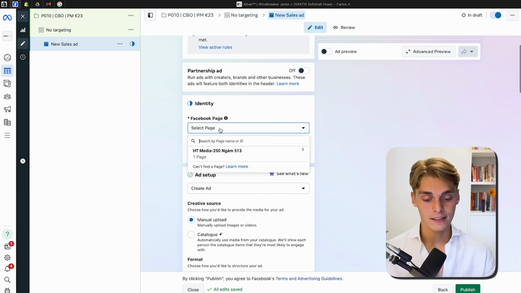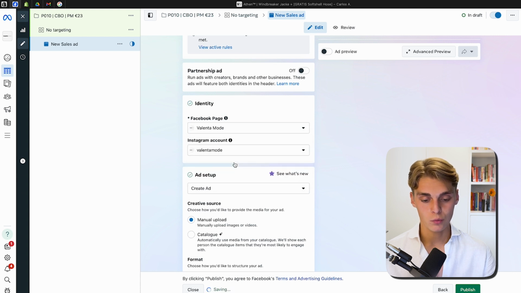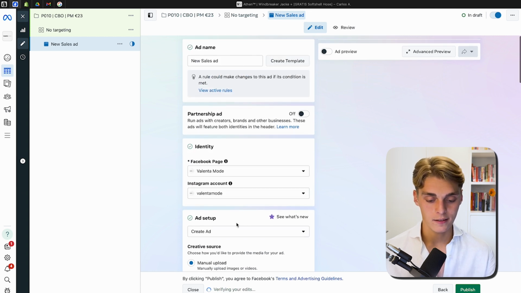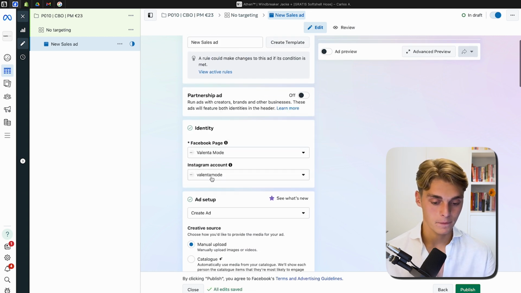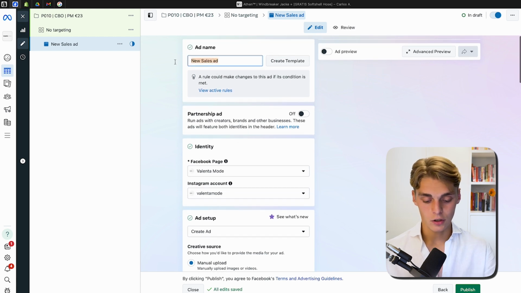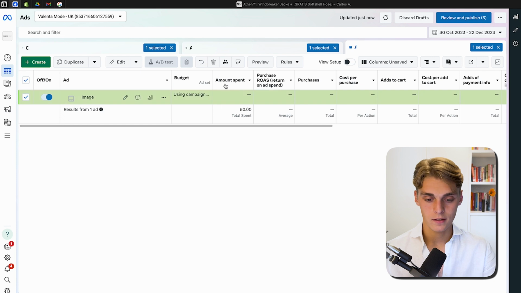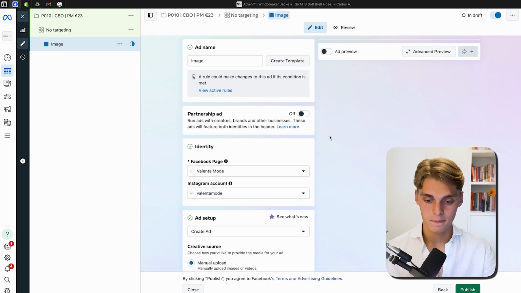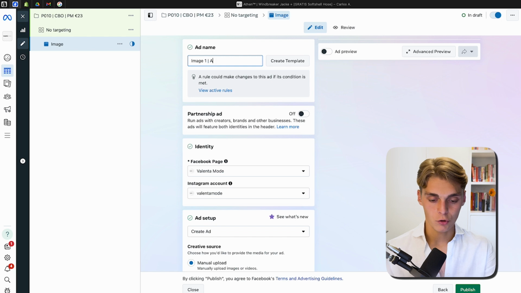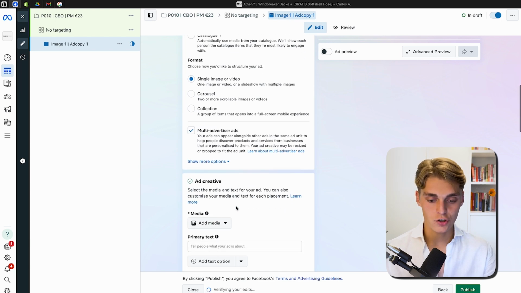And in here, you can select your Facebook page, for example, this one, with your Instagram page, right? Valenta mode is all connected, as you can see. And this is going to be, for example, image 1. Edit. So image 1, ad copy 1. And I will show you guys as well how to create ad copies and everything in the next video. This is just a setup.